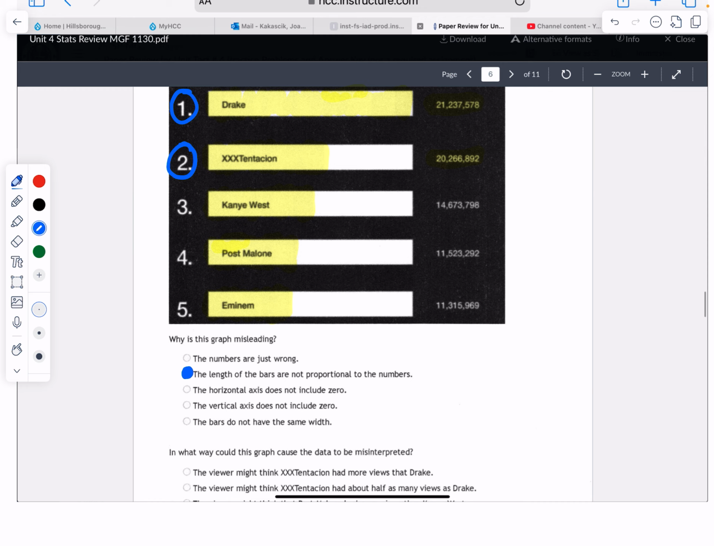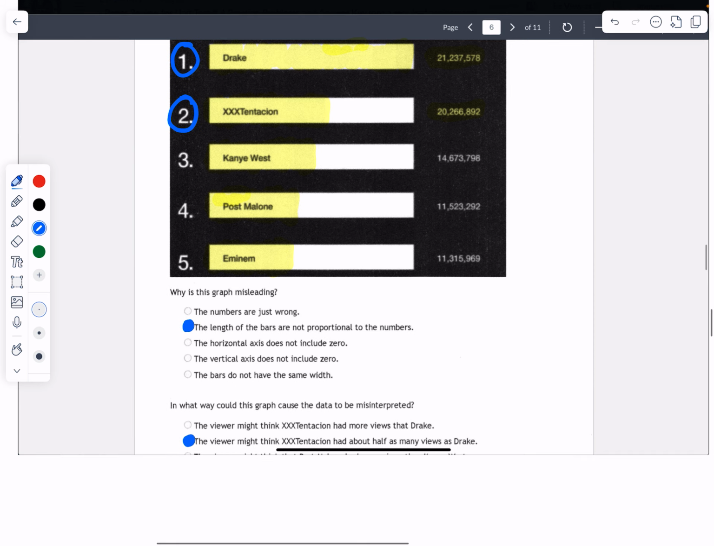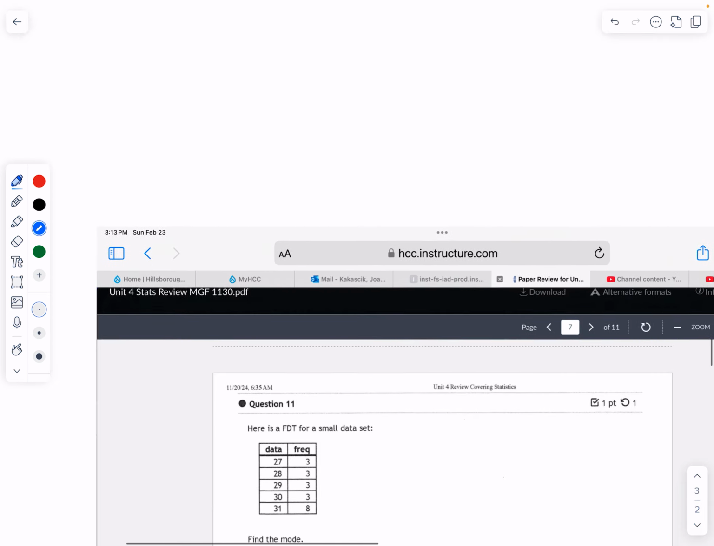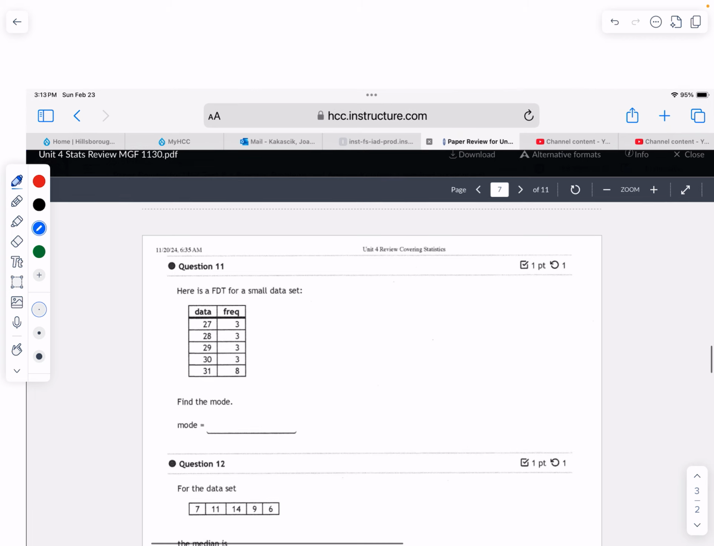Okay, in what way could this graph cause the data to be misinterpreted? Well, if I just look at the visual, the viewer might think that this triple X Tenation had about half as many views as Drake. So that's the answer to this one. If I'm pronouncing this wrong, I am sorry. I keep up with music, but I've never heard of that person.